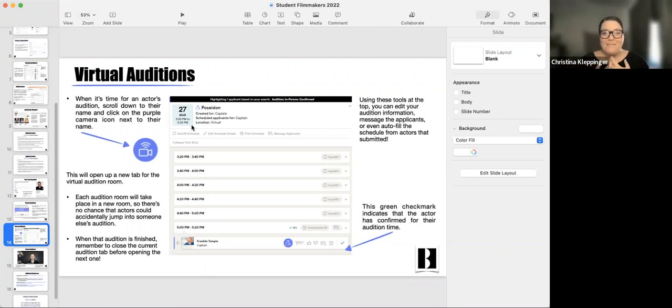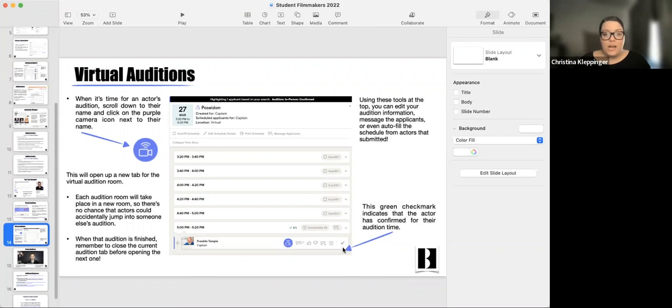Or if you're a little A-type like me, I like to see actors in a specific order. So you'll be able to just drag and drop them to specific audition times. You can build out the schedule and say, I want to see 5 people at a time, and then I want a 15-minute break, and it'll build that in for you. This is what it'll look like when it's all set to go.